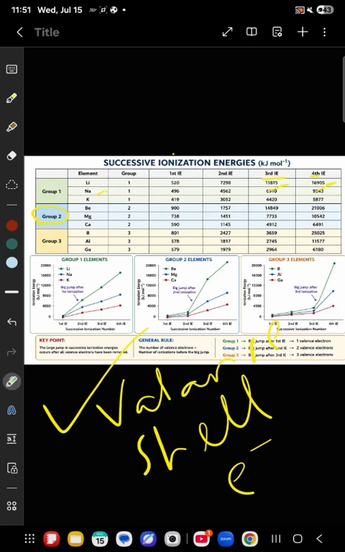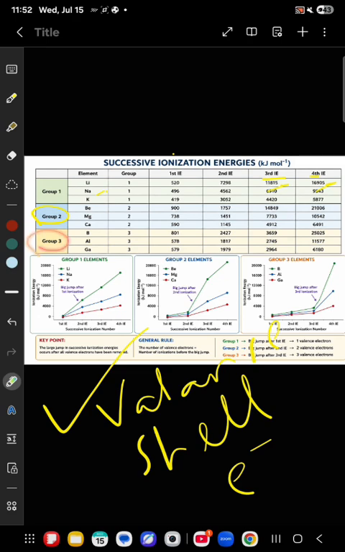So for a group 1 element, there would be a jump between the first and second. For a group 2 element, there would be a jump between the second and third ionization energy. Their third ionization energy would be very high. You will look for the same thing for magnesium and calcium because they are from group 2. They have 2 electrons in the valence shell. So you can look at their successive ionization energies.